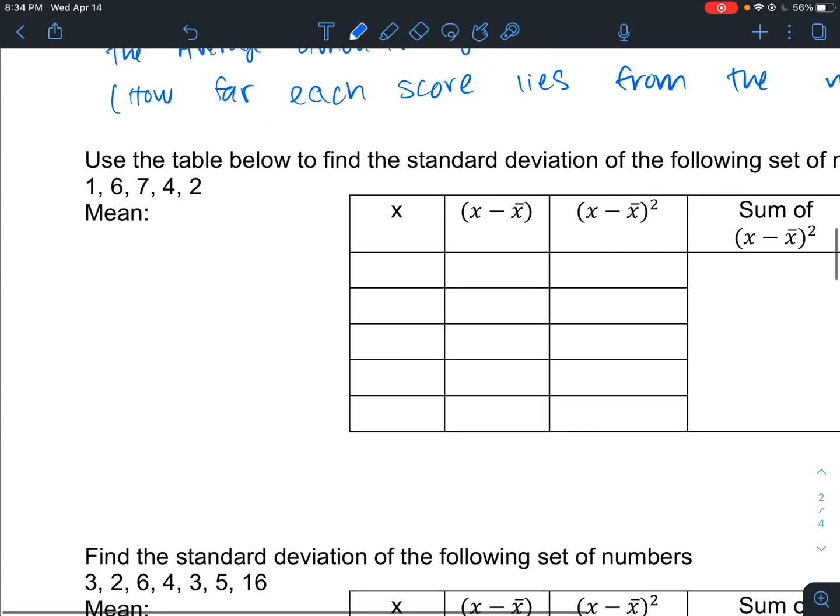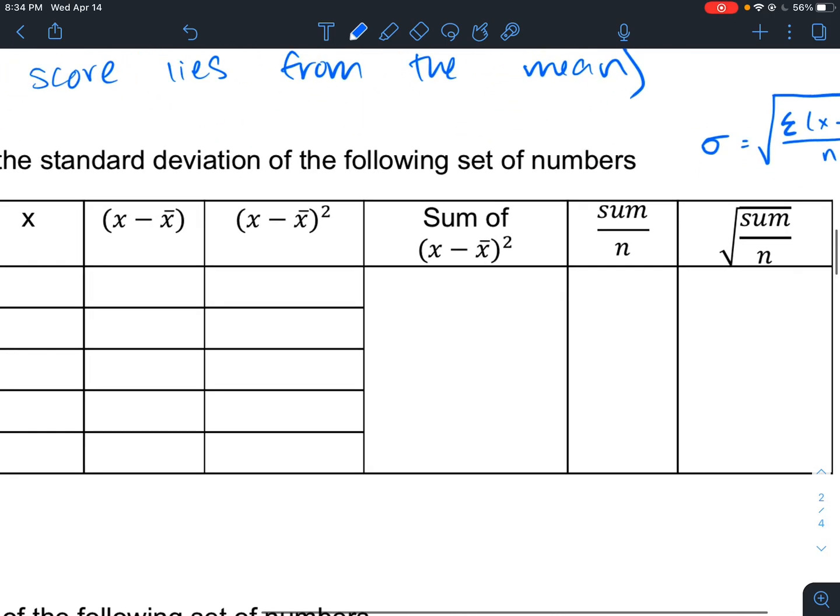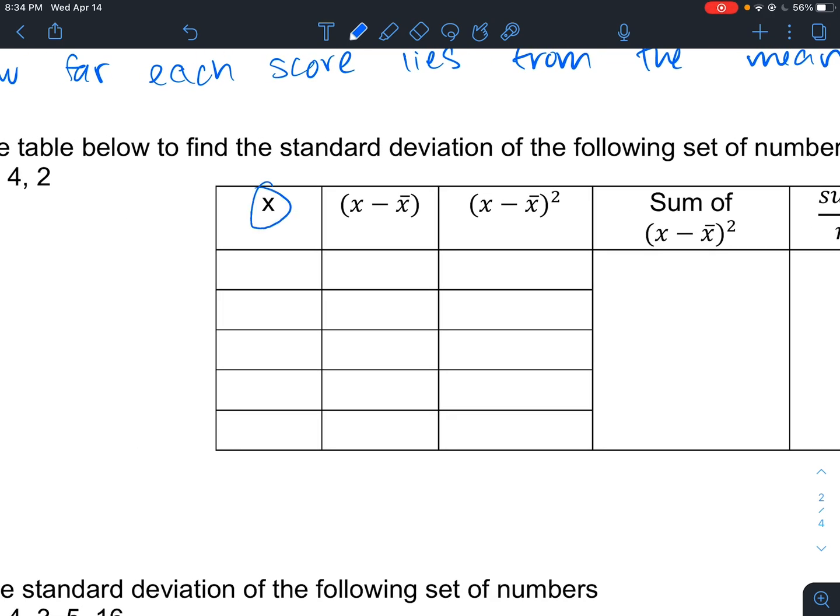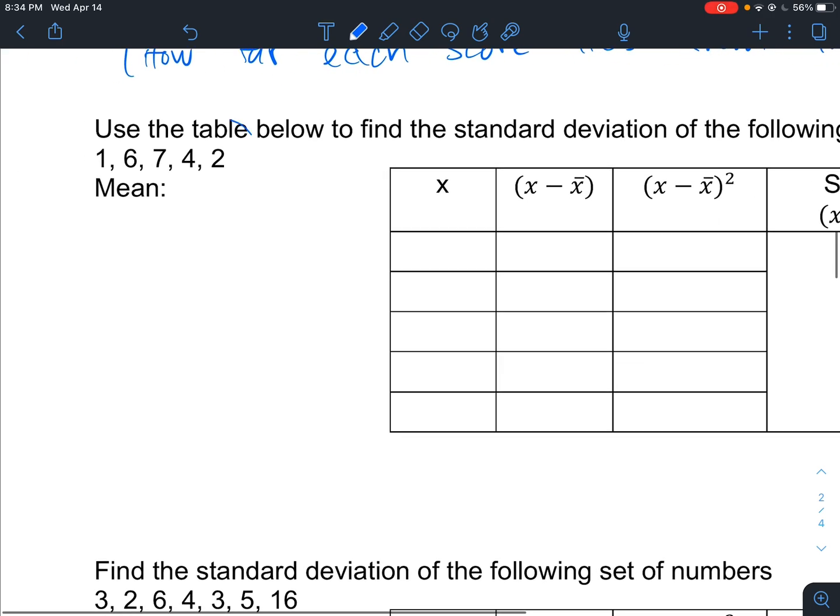First of all, create a table with this information. So x here means your data values. Here's our set of data values, and I'm going to label it in these boxes from lowest to highest: 1, 2, 4, 6, 7. So that's just all these values right here, plug in for x.